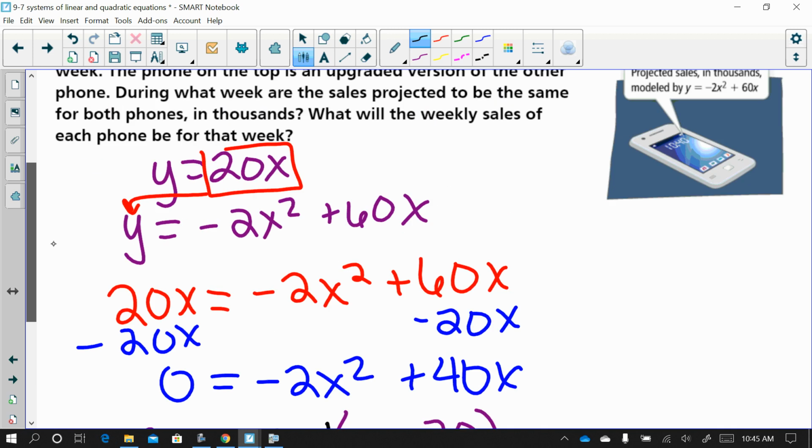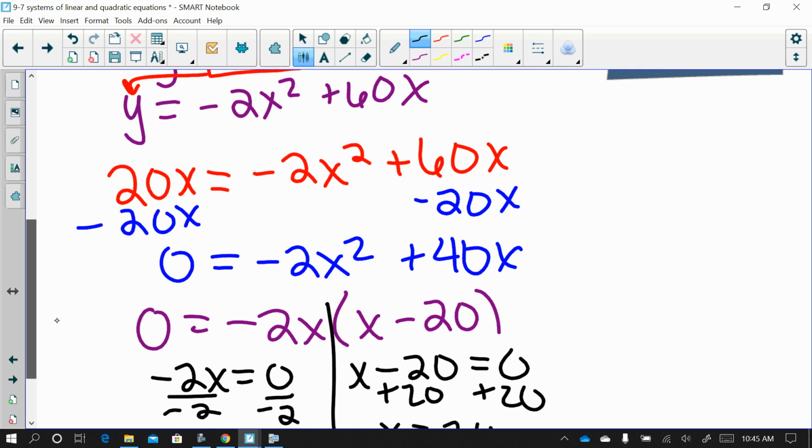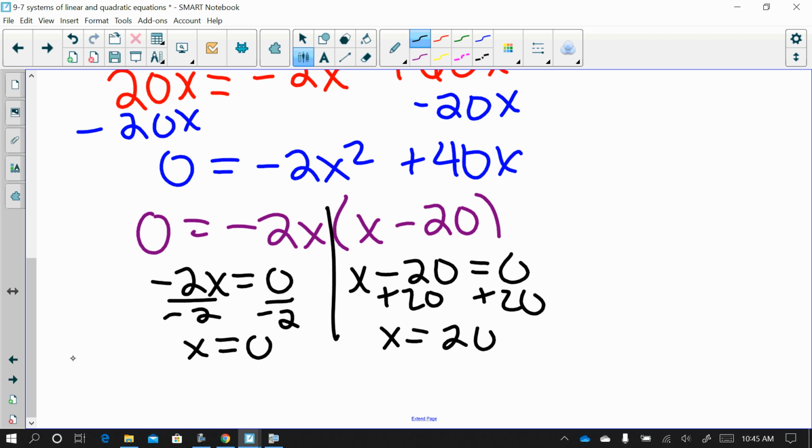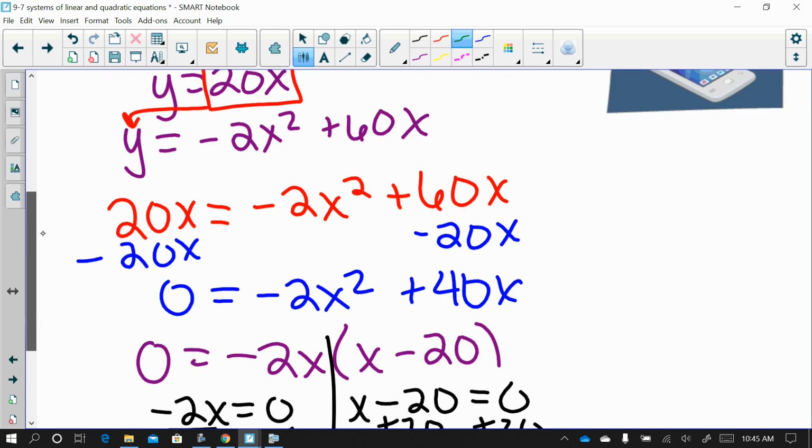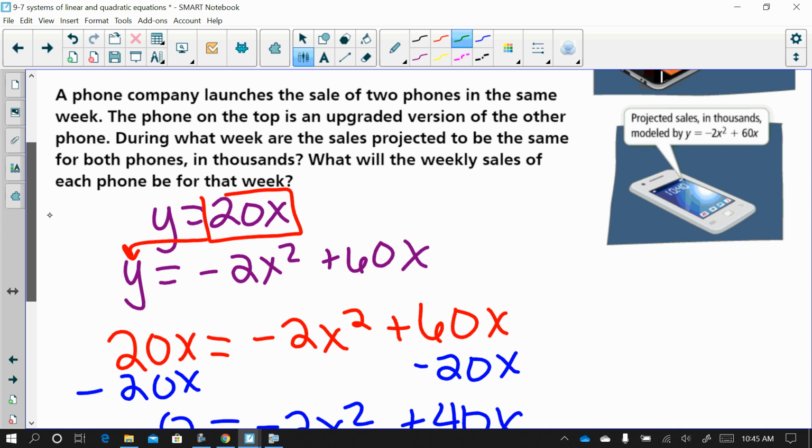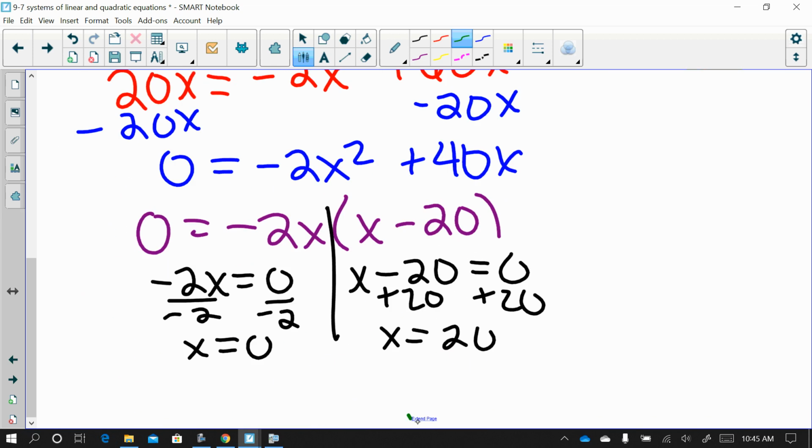Okay, so I know, let's see, x is the number of phones. So I'm going to make the same amount of money when I sell 0 phones and when I sell 20 phones. Okay, but think about selling 0 phones. How much money are we going to make? Probably aren't going to make any money. So this is interesting, but not that interesting. But we need to use this to figure out how much money I make. So let's pick an equation. I think the y equals 20x is much easier to work with.